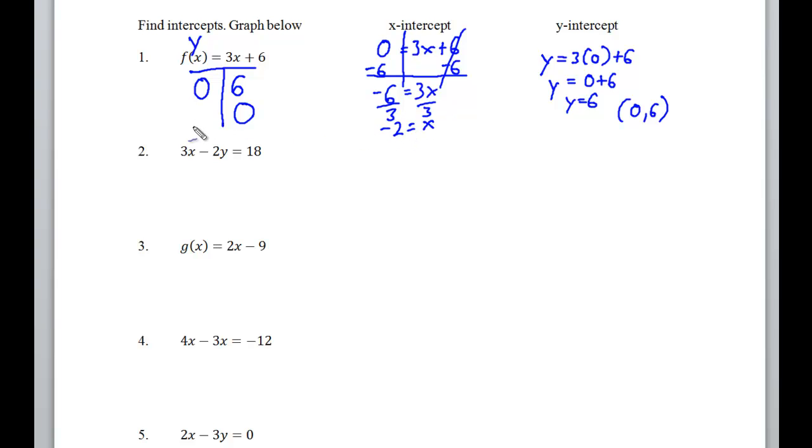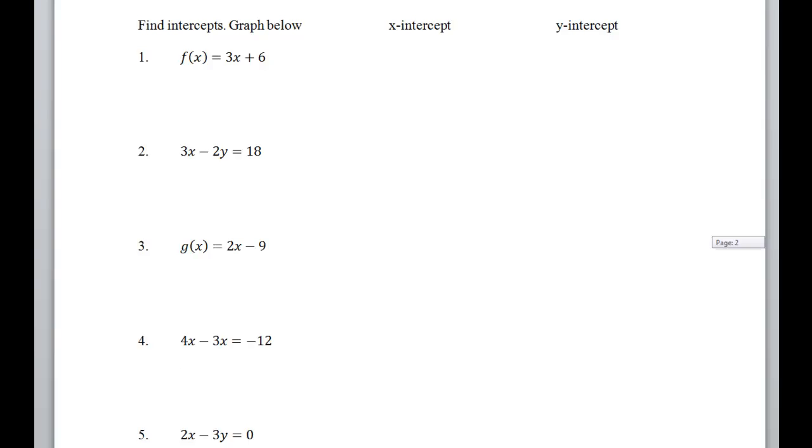So my x-intercept, as I plug my negative 2 in there, negative 2 comma 0. So my x-intercept is negative 2, 0. My y-intercept is 0, 6. I'm now going to scroll down and graph these. That's going to delete this from the screen here, but it will zoom in on what we are going to do.